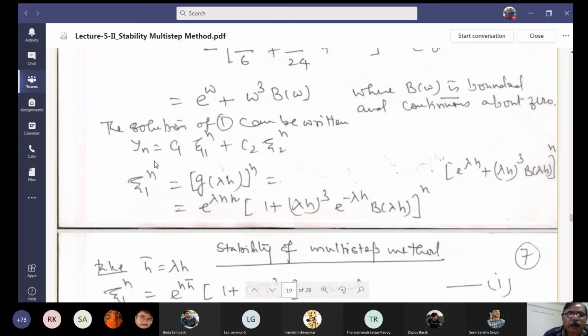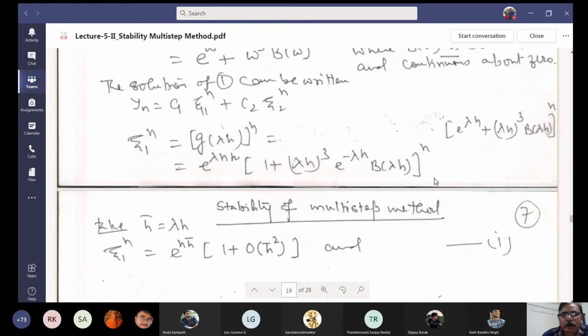So xi1 to power n will be your g of lambda h to power n, or if we take this e to power w out, it will be 1 plus w cube into e to power minus w b(w). So this is what I have written. e to power minus w is e to power minus lambda h. w cube means (lambda h) cube. b(w) is b(lambda h), a continuous function, right? So xi1 to power n will be e to power lambda n h, inside the bracket 1 plus (lambda h) cube into these quantities, to power n. Is that right?